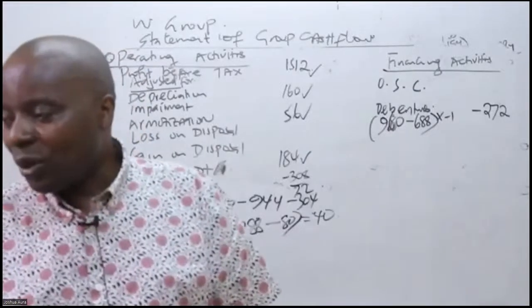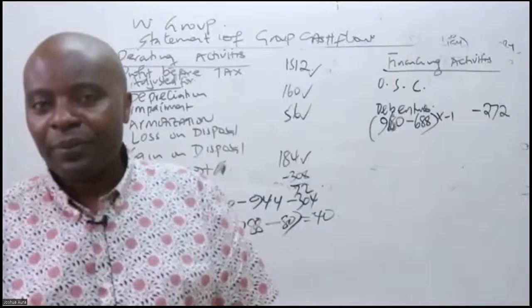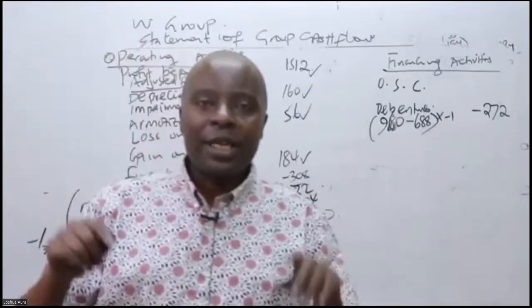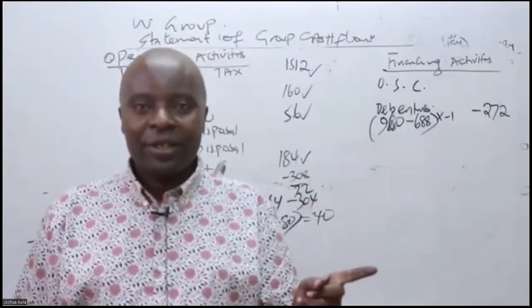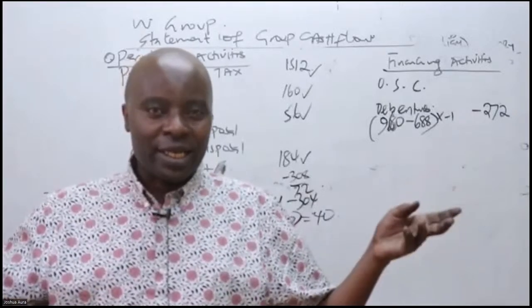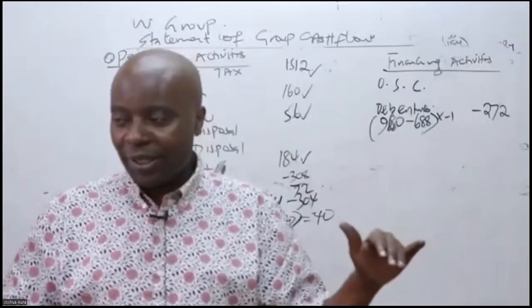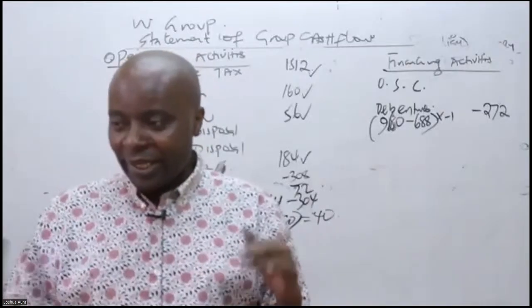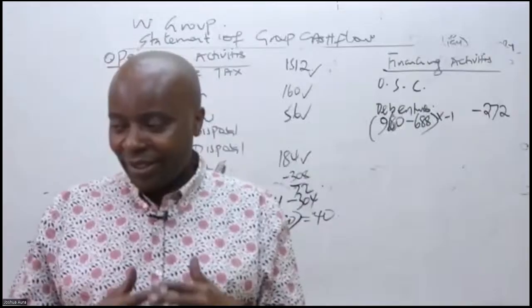Ordinary share capital. What have we said about ordinary share capital? You can see beginning is 800, end is 800. So there was nothing really there. Nothing changed. 800, 800.